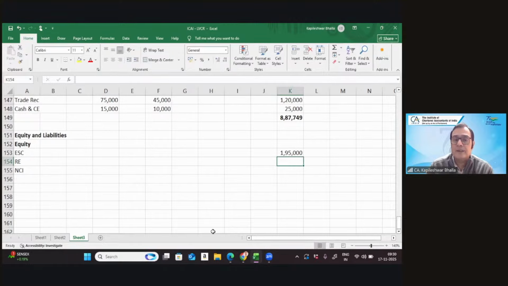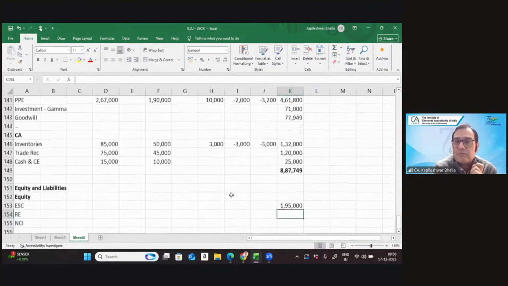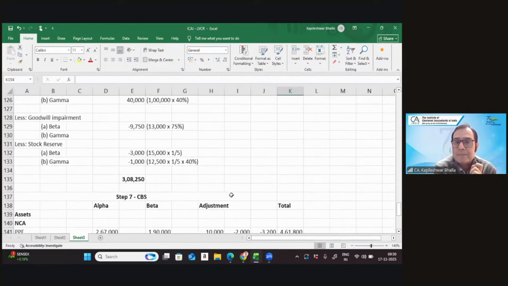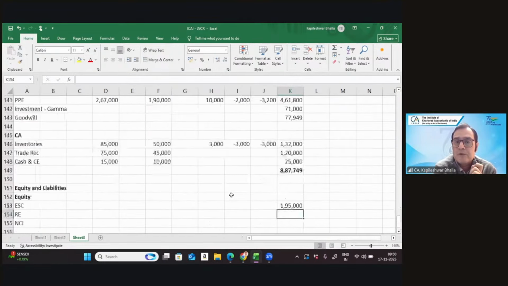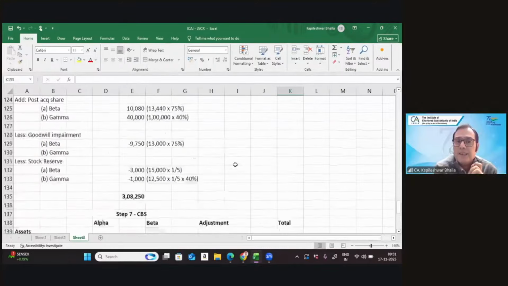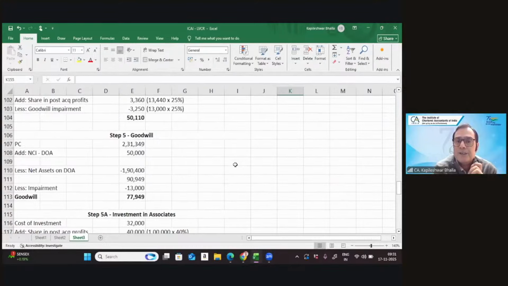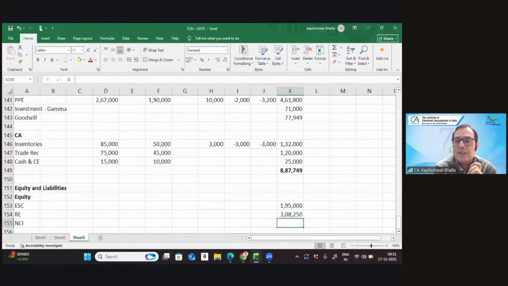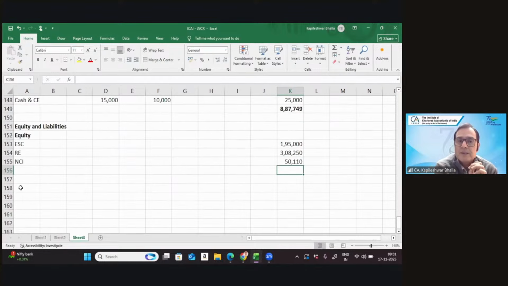Then on the retained earnings, we go back to step 6, 308,250. That's right. So this is 3,08,250. And let's pick up the NCI. And the NCI is 50110. That's right, step number 4. So 50110. Good. So equity is done.